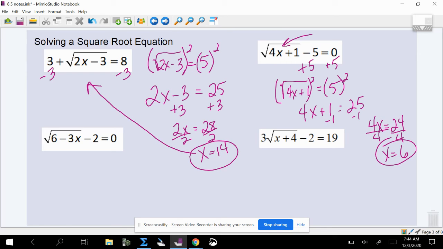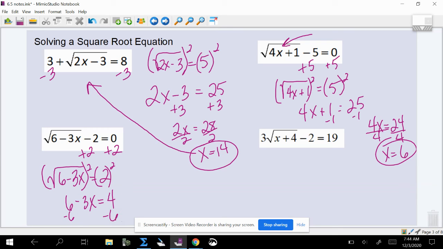To check your answer. The next one has an addition to start, so we're going to add 2 to both sides to isolate the square root. Get rid of the square root by squaring both sides. So I have 6 minus 3x equals 2 squared, which is 4. Subtract 6. So I get negative 3x equals negative 2. And then finally divide by negative 3. You will get answers that aren't always integers. This one ends up being a fraction, 2/3.